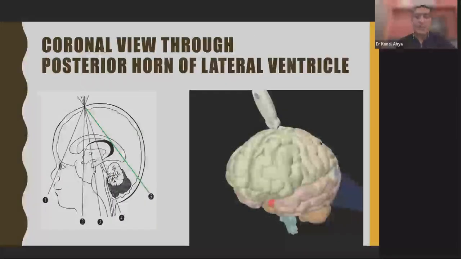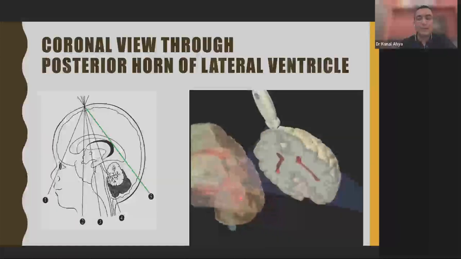Then when we move the probe more posteriorly, it is passing through the posterior horn of the lateral ventricle. What we had seen initially is the frontal horn, the middle part, and now we are going through the posterior horn of the lateral ventricle. So here what it is cutting, the black structure, what you can see is the choroid plexus over here. So it is cutting the choroid plexus.